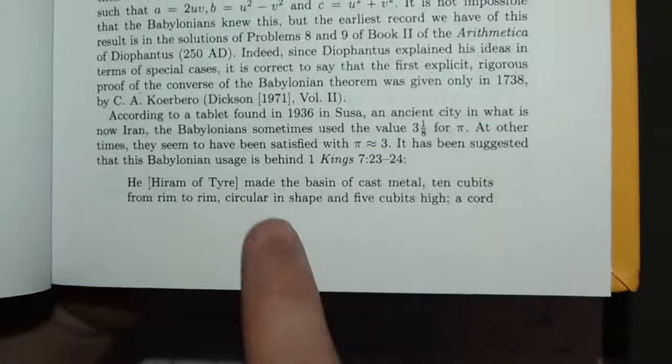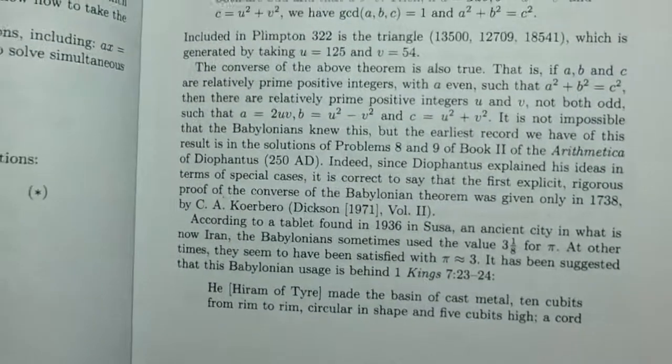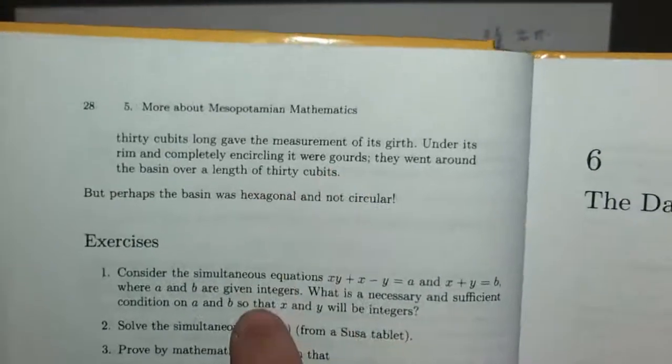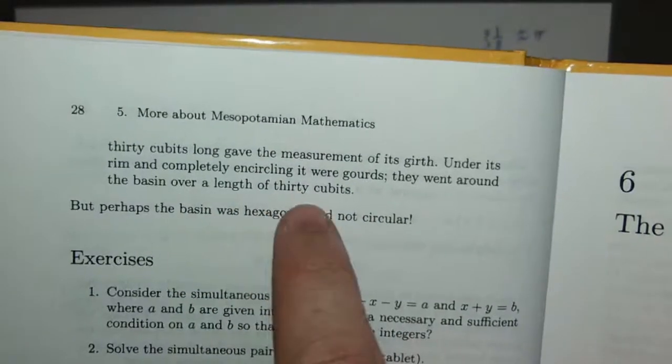So he, Hiram of Tyre, is who it's referring to, made the basin of cast metal, 10 cubits from rim to rim, circular in shape and 5 cubits high. A cord 30 cubits long gave the measurement of its girth. Under its rim and completely encircling it were gourds. They went around the basin over a length of 30 cubits.